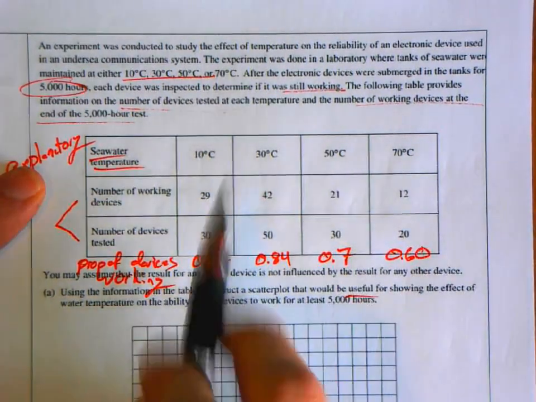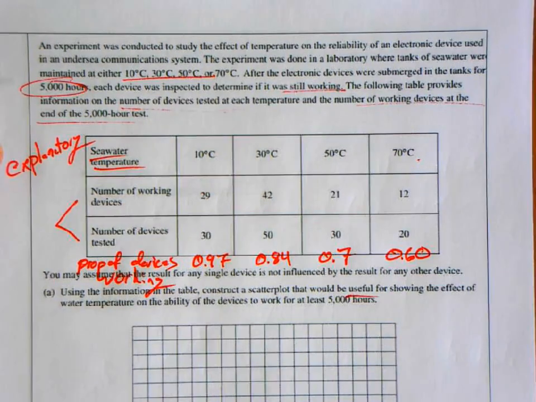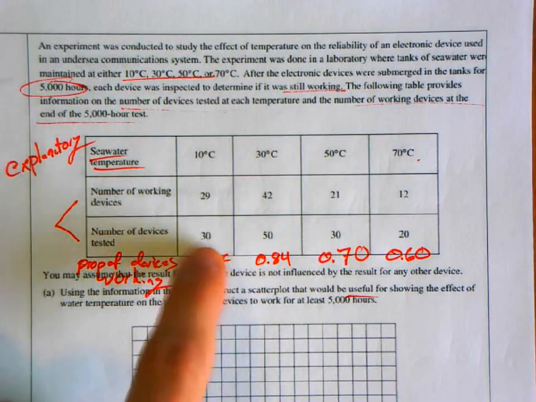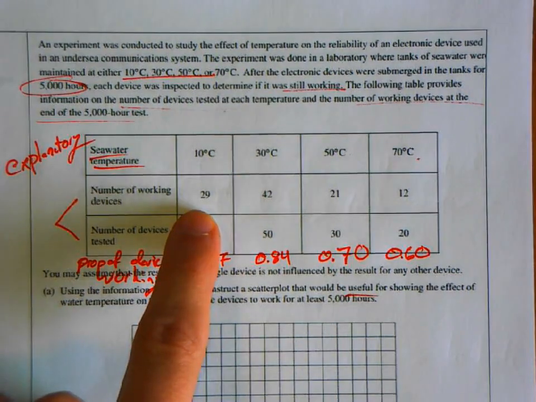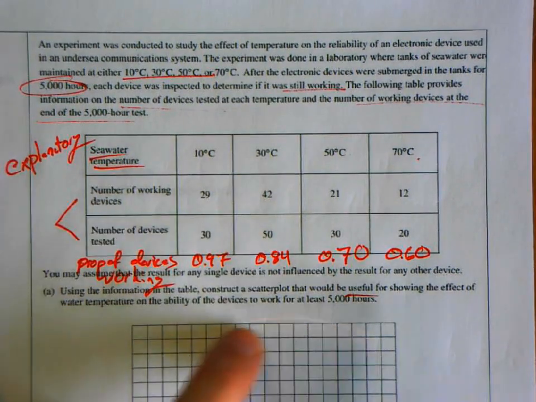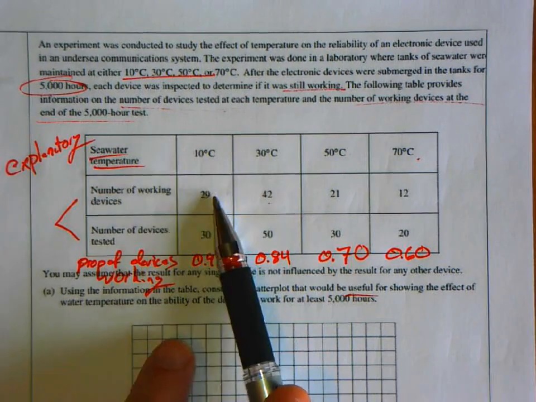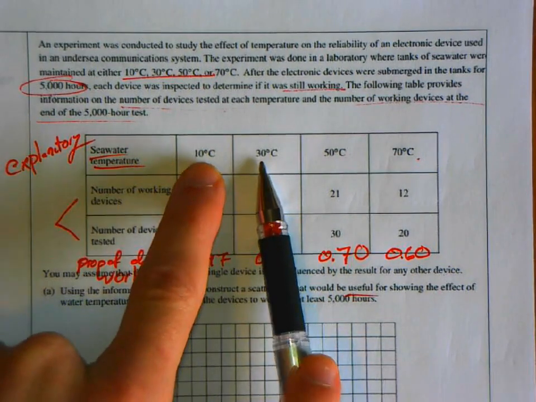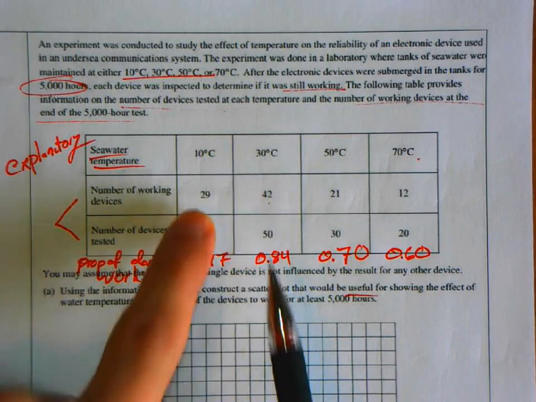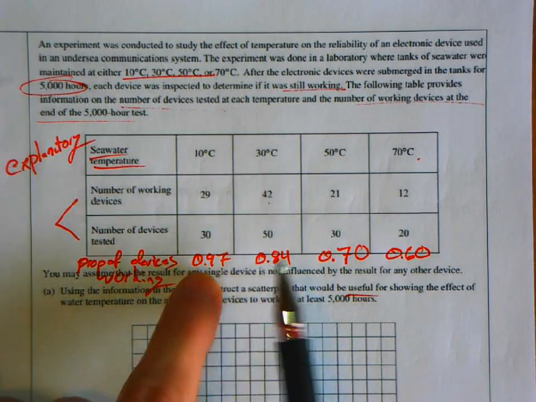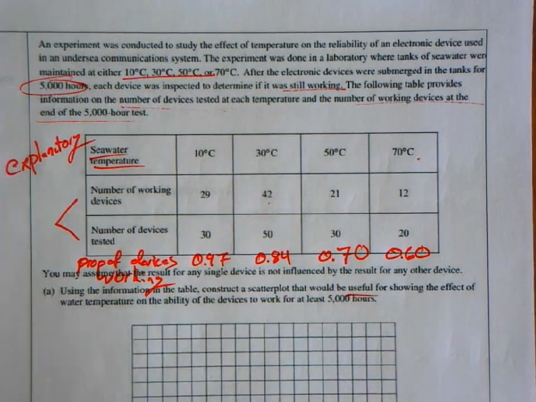So it looks like as temperature goes up, these devices are less likely to continue working. That's a better comparison than the number. You might have said 30 is better than 10, or 30 degrees is better than 10 degrees because we got a bigger number. No! You got a smaller proportion. Check those relative frequencies.